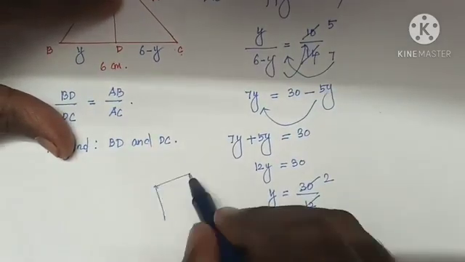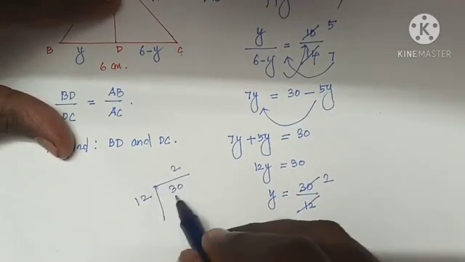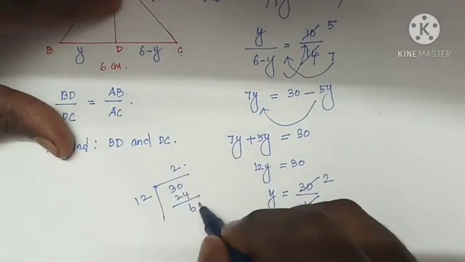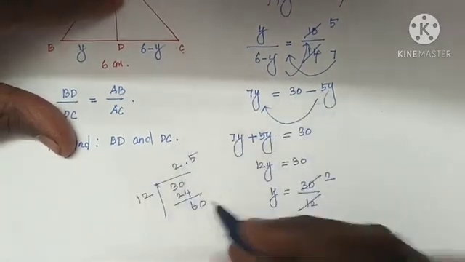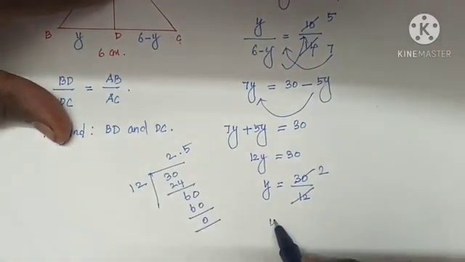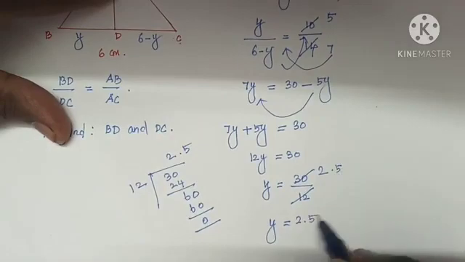30 divided by 12. 2 times means 24, remaining 6. It does not divide, therefore put a point, and here you can add 0. 60 means there are 5 times, since 5 into 12 is equal to 60. Okay, therefore the value of y is equal to 2.5.